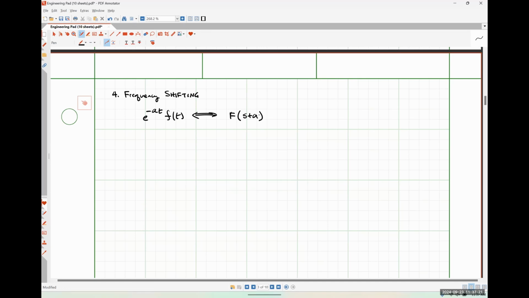So you may be thinking to yourself, how is this frequency shifting? Well, really, we would read it the other way around, right? So we know that s is our complex frequency. If I shift that complex frequency by some amount a, it results in my original function multiplied by this extra exponential thing. Because the whole point is that the Laplace transform exists in the frequency domain, and all of the stuff on the left-hand side is our time domain stuff.